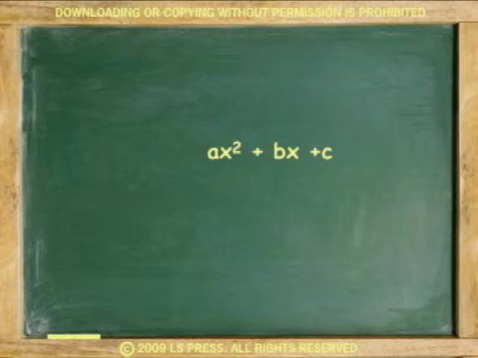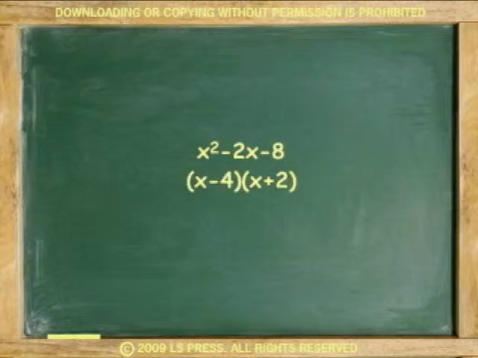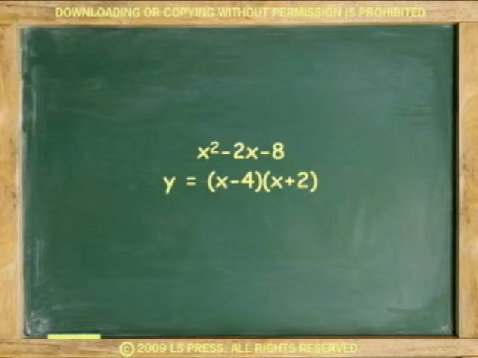If we remove the equal sign and the y variable from the quadratic, it becomes the kind of trinomial we covered in section 7.5. For example, x squared minus 2x minus 8 can be factored as x minus 4 times x plus 2. Putting back the equal sign and the y variable, it becomes y equals x minus 4 times x plus 2. This is the type of equation to be solved in this section.